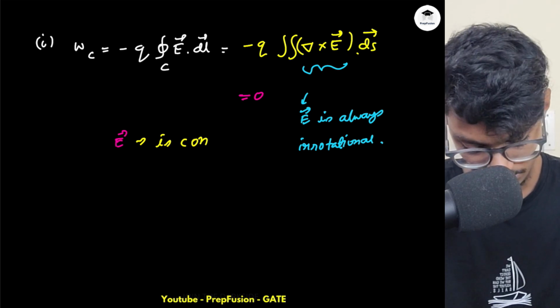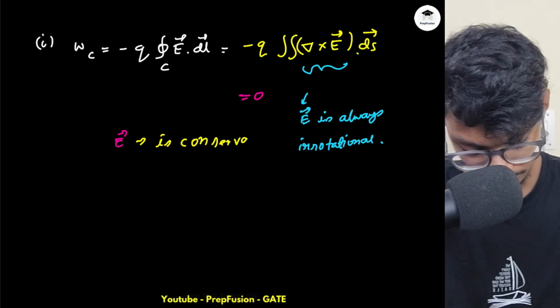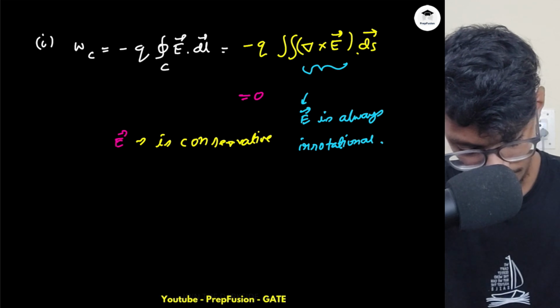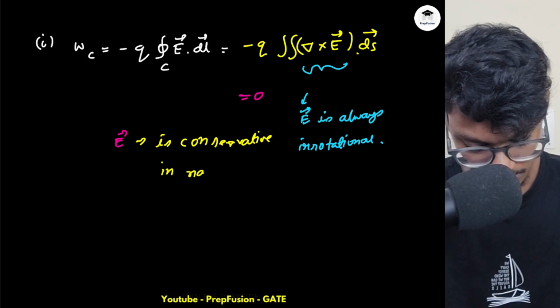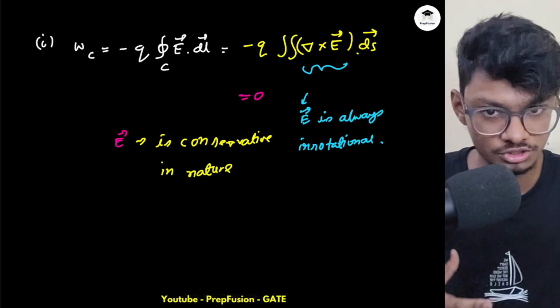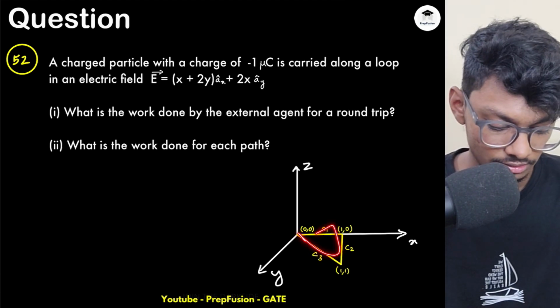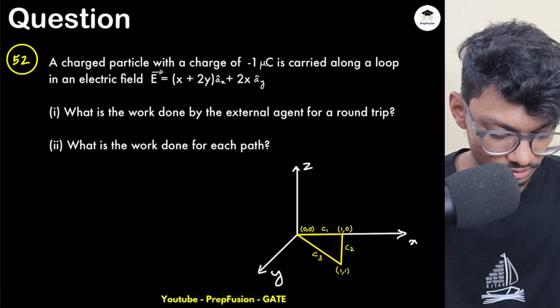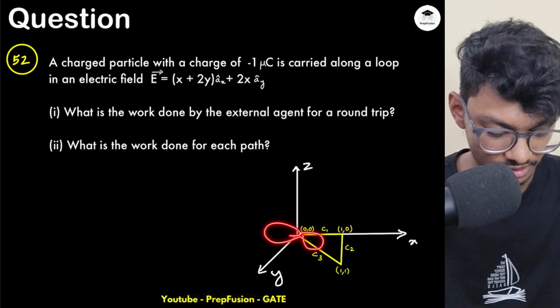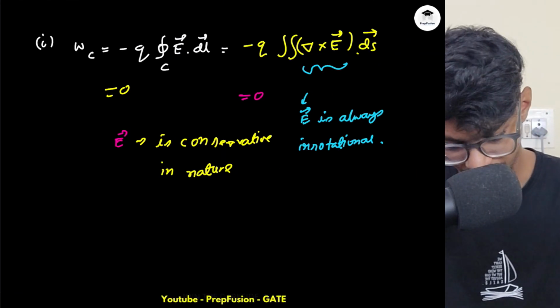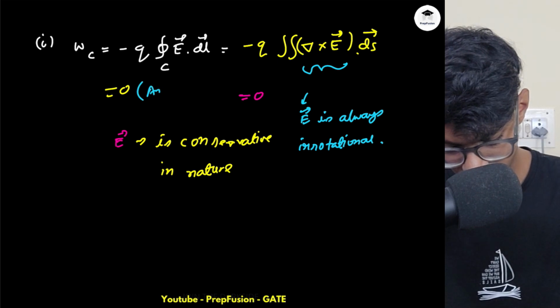It will always be irrotational in nature. Conservative in nature. So the conclusion I'm trying to get here is, it doesn't matter what path I follow. It doesn't matter if I follow this path or something like this path or something like this path, the work done will be 0. Okay, work done will be 0. For the first part, the answer will be 0.